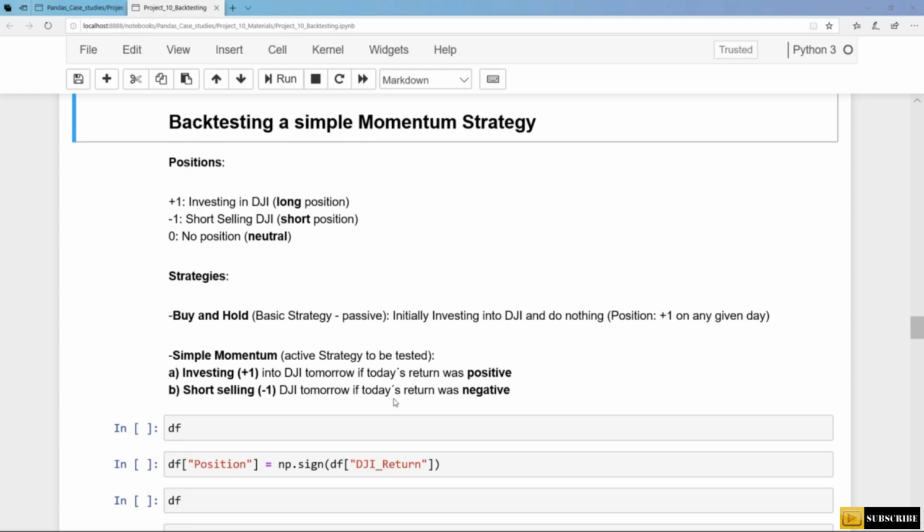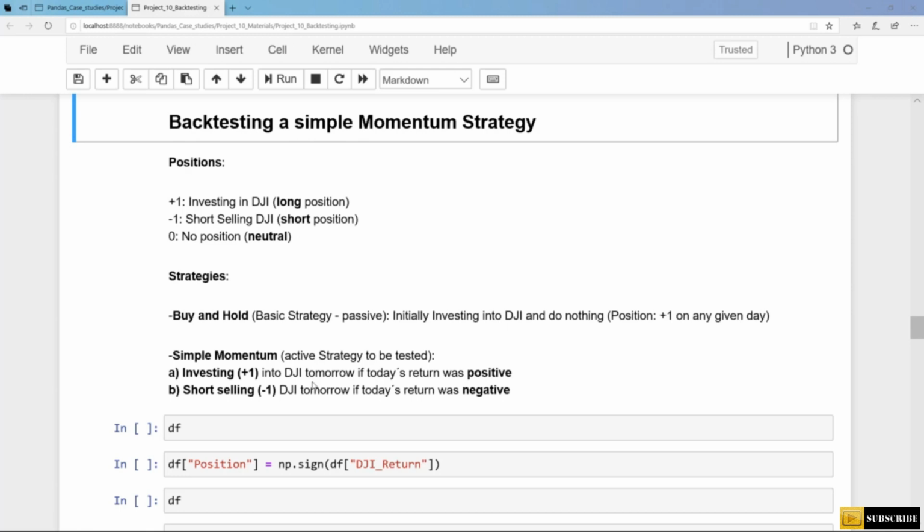And if today's return was negative, then tomorrow we will short sell the Dow Jones Index and take a short position. And this is called a momentum strategy because we assume that there's some momentum in the returns. This means that we expect that trends persist over a longer period. So for instance, if today's return is positive, then it's likely to have a positive return also tomorrow. And the same applies with negative returns.